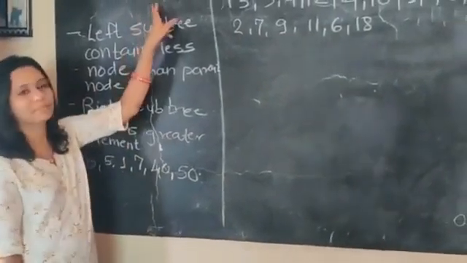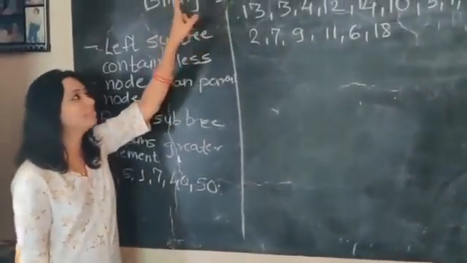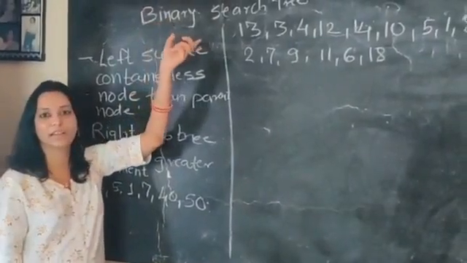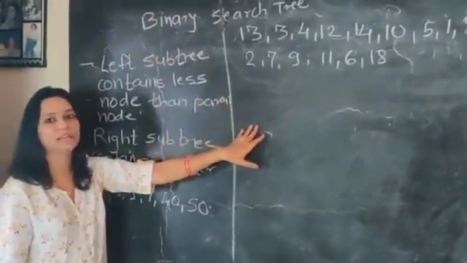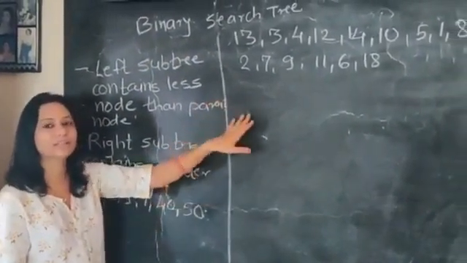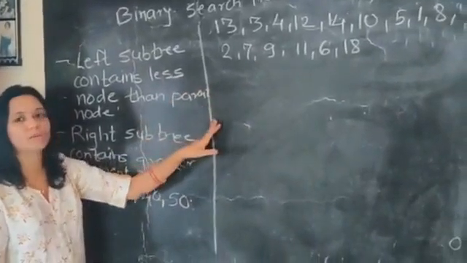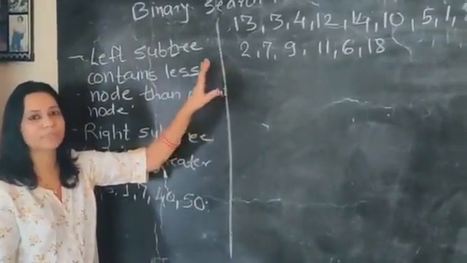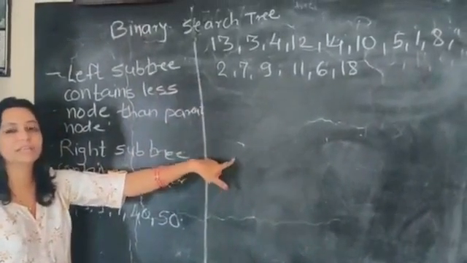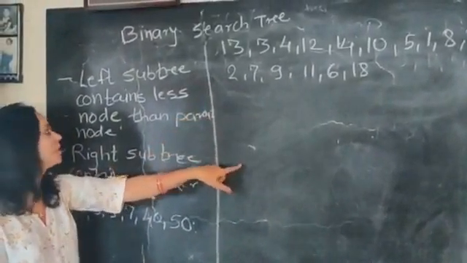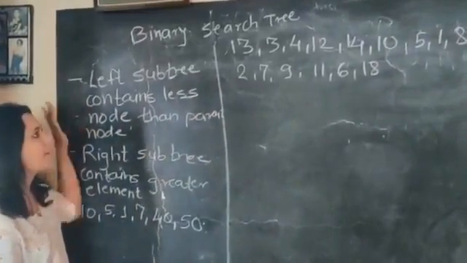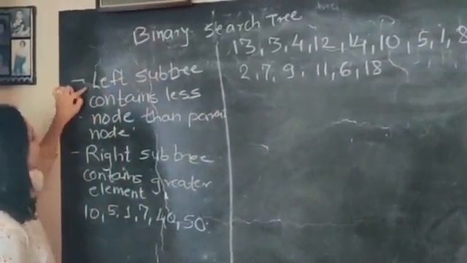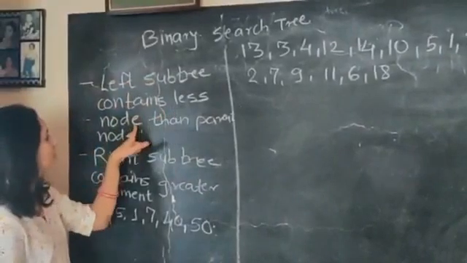We will see the topic binary search tree. Binary search tree is the tree in which the root node is present and the tree is built in such a way that the left node of the tree is smaller than the parent node and the right node is greater than the parent node.